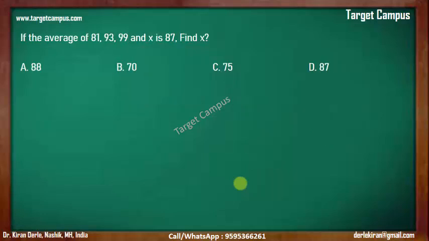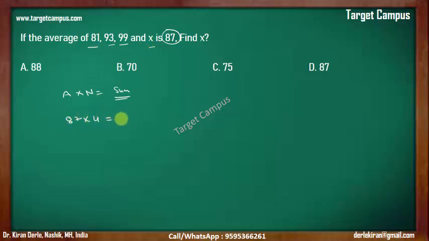Next one. If the average of 81, 93, 99 and x is 87, find x. Again, we have 2 methods. Go with the traditional one first. The average of these 4 terms is given as 87. Average into number of terms is equal to the sum of all the terms, that we have learned. The average is 87 and there are 4 terms in all.